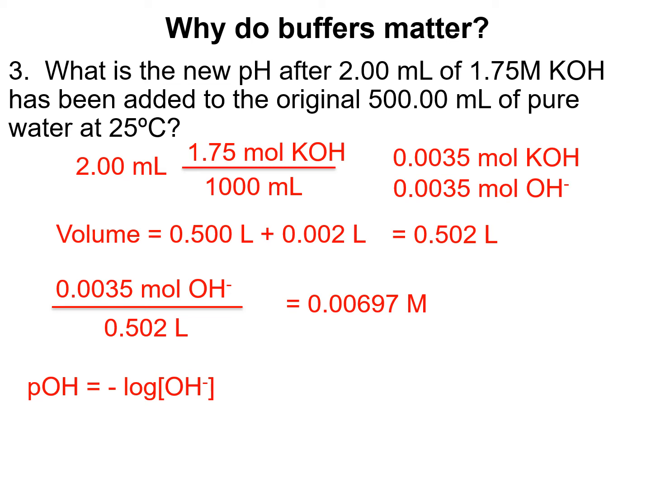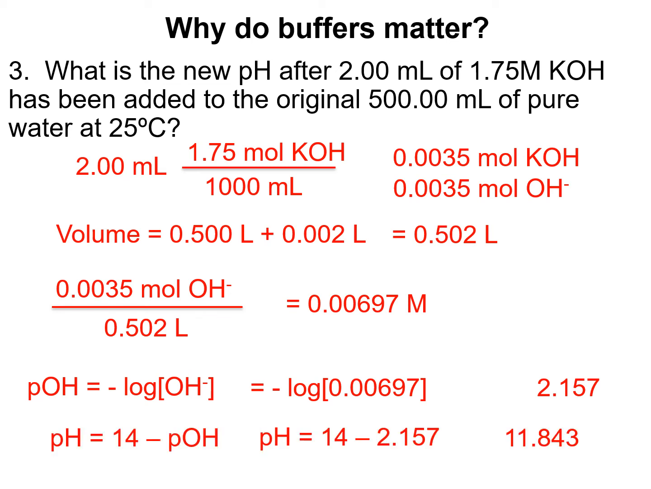We have an extra step here this time because we're looking at hydroxide instead of hydronium. So if I take the negative log of that, I'm going to get the same number, but remember that that is pOH, so I would still need to subtract from 14 to get my new pH. And so again, we're looking at shifting almost 5 units up in order to get a new pH, even though we've added only 2 milliliters. And so the point of this exercise is to show you that a tiny amount of acid or base can really affect the pH of pure water.